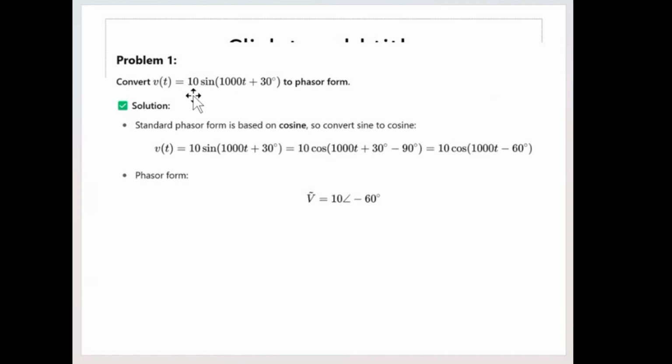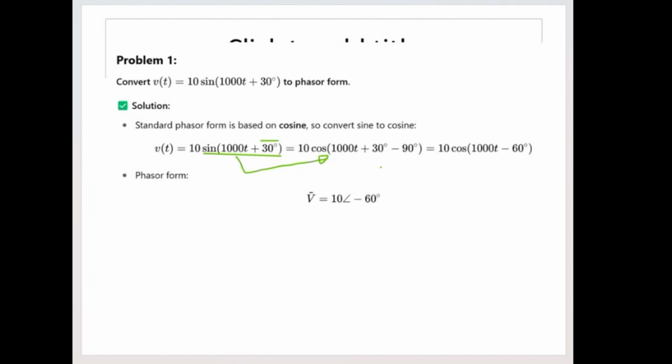Okay, so the phasor format literally has two components. The first component is just the magnitude, which comes from here, just 10. And the second component is the angle. But here there is something you need to pay attention to. The concept of phasor was developed based on the cosine function, okay? But here we have a sine function. So before I look for the phase angle, which is here 30, before I just pick 30, I need to convert the sine function into a cosine function.